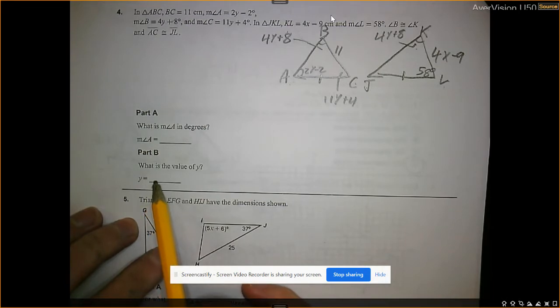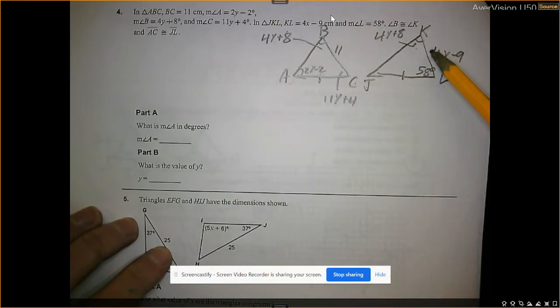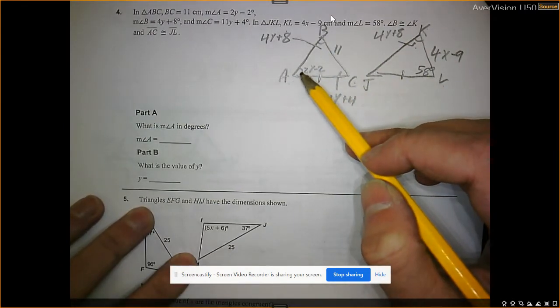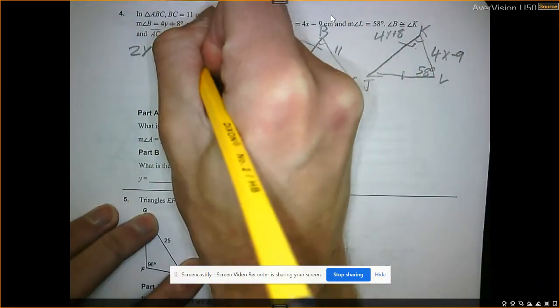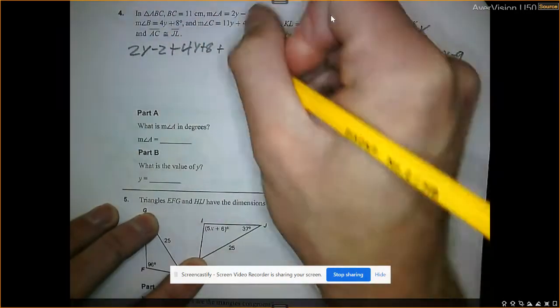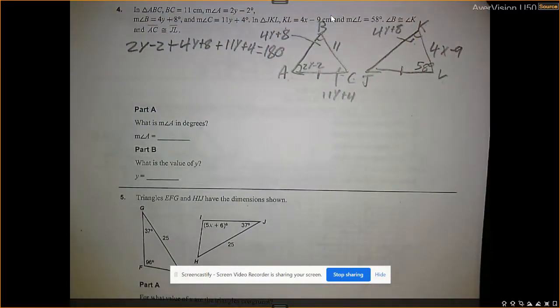So we have to think, all right, what do we know about A? It's not telling us that A is congruent to anything over here. So I really just have to go ahead and use what I know about a triangle, that angle A plus angle B plus angle C should all equal 180. So angle A, 2y minus 2, plus angle B, 4y plus 8, plus angle C, which is 11y plus 4, all of that now has to add up to equal 180. So I go ahead and I combine my like terms.